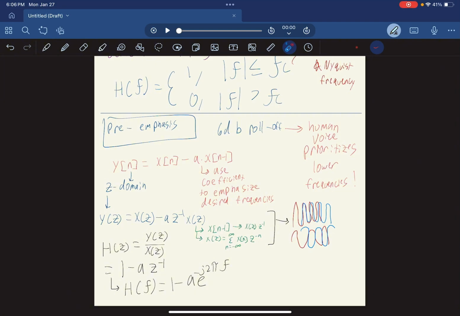Anyways, to do the preemphasis, we're going to construct a discrete signal based on our sound signal, x of n. So x of n is the signal that we have, and y of n is the signal that we're trying to construct. We're going to use a linear combination of our sound signal and a time-shifted version of it, x of n minus 1, multiplied by a coefficient. That coefficient I will explain later. But basically, we're just going to use this to emphasize our desired frequencies.